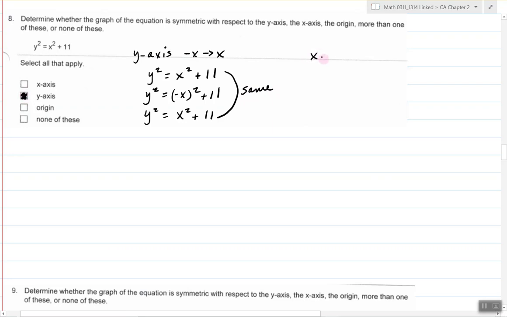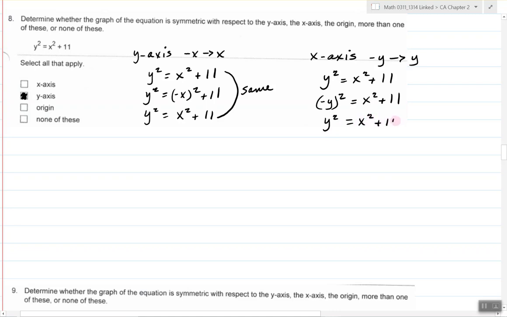Then if I check for x-axis, I'm going to put in negative y for y. The original is y squared is equal to x squared plus 11. So when I change it to negative y, quantity squared, is equal to x squared plus 11, simplify, y squared is equal to x squared plus 11. Compare. They're the same. So we also have x-axis symmetry.